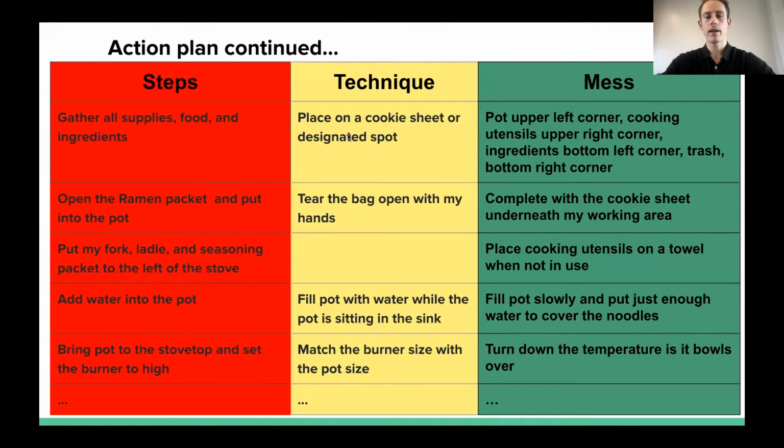So how I'm going to stay organized and contain my mess with that is I'm going to put a towel to the left of the stove so that I can more easily find my fork and my ladle and that ramen packet. I'll know that's on that towel on the left side of the stove.